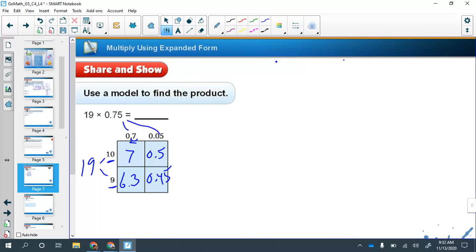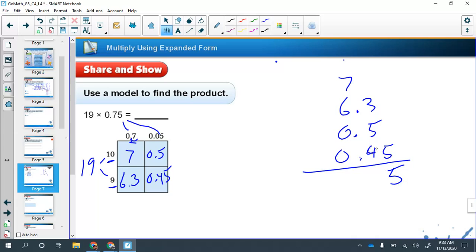Let's change our pen back. Here we are. So we get 7 plus 6 and 3 tenths plus 5 tenths plus 45 hundredths. Of course, making sure that all of those decimals are lined up nicely. 5 plus nothing is 5. 4 plus 5 plus 3 is 12. 7 plus 6 is 13, plus 1 more is 14. So there's our answer, 14 and 25 hundredths.